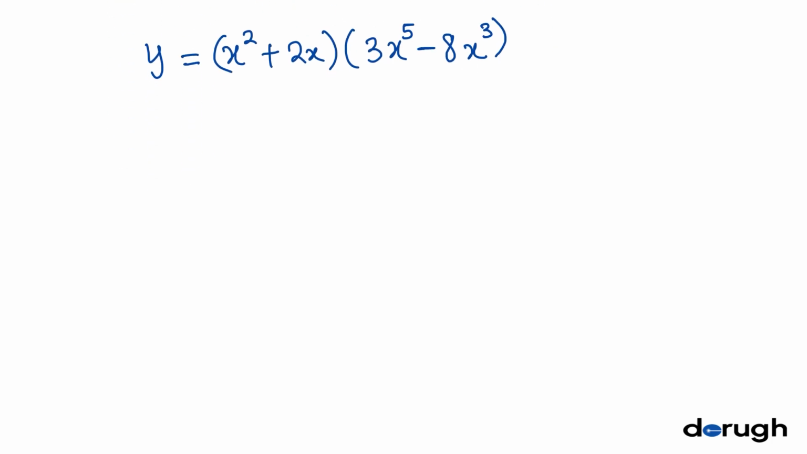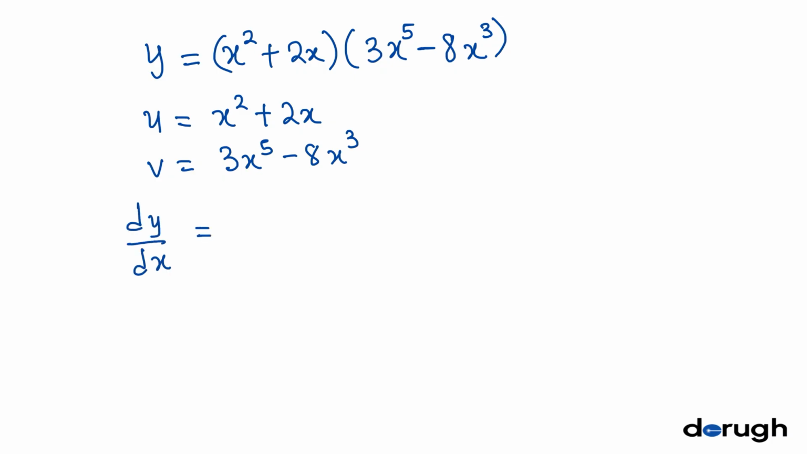What we'll first have to do is separate these functions. We will say that u equals x squared plus 2x and v equals 3x power 5 minus 8x power 3. And then our dy dx would be u multiplied by dv dx plus v multiplied by du dx.